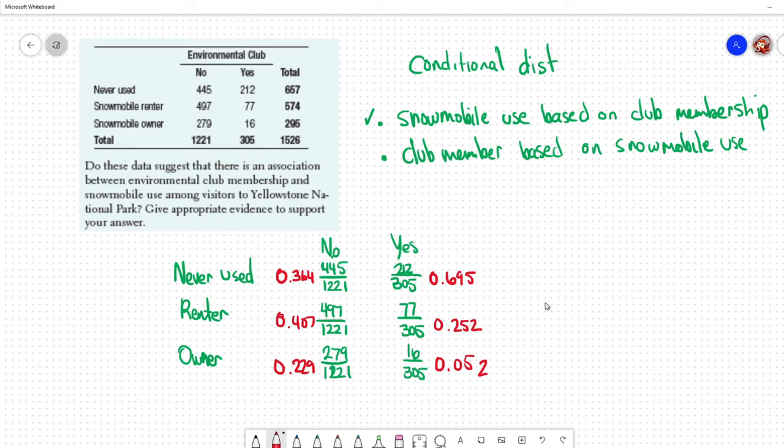So that's what I would say as a way of giving appropriate evidence to support my answer. What I just finished saying, I would write out in comparing the two numbers. All right. Now we could have gone the other way and said, well, club membership based on snowmobile use. So I'm going to pause for a moment here and switch this up to look at it that way and see if I looked at it from that perspective, would that have changed my answer towards the association?